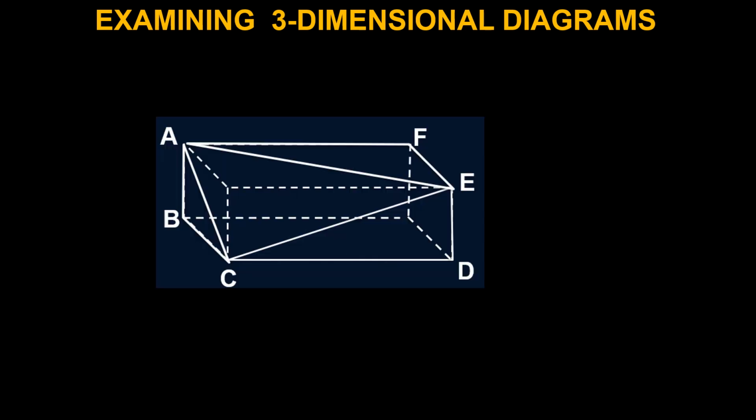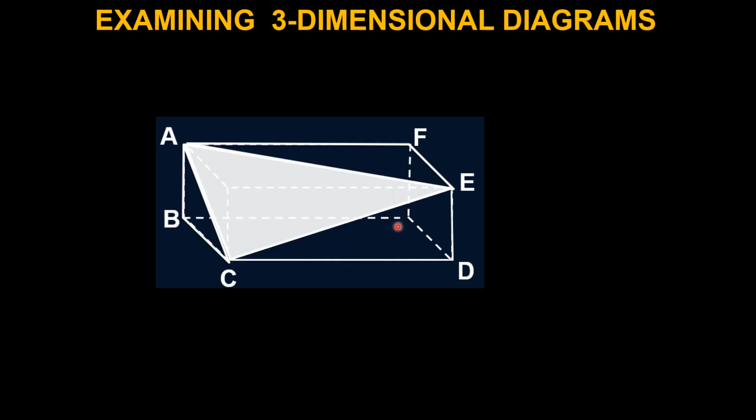Let's take a very basic one here. Here we have a rectangular block, and in this rectangular block here we have cut off one of the corners. So I have a triangle ACE. Let's just show you that. So that one is removed there. Okay. Now, how many triangles are actually now visible? Right, triangles.